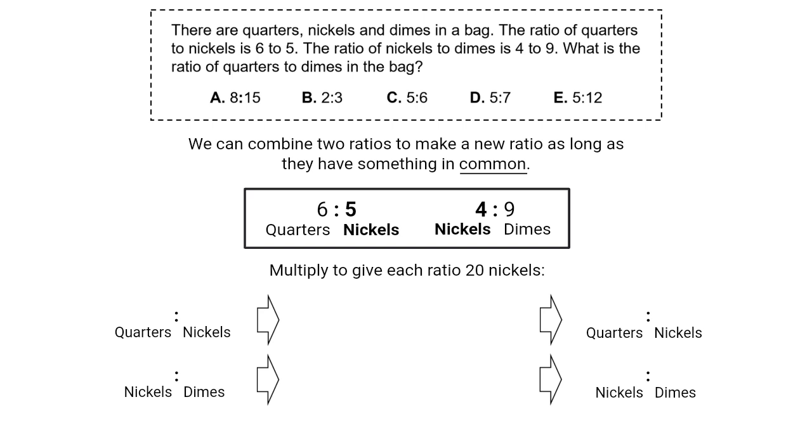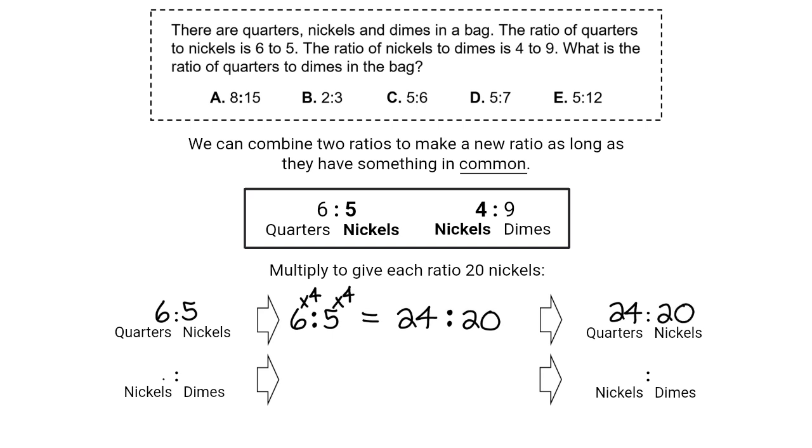Now that we know that the least common multiple, or LCM, is 20, we can now go ahead and use multiplication to give each ratio 20 nickels. And so starting with the first ratio, we know that it's 6:5. And to change 5 nickels to 20 nickels, we'll need to multiply by 4. Multiplying those, that will give you a new ratio of 24:20. And so now we have a ratio of 24 quarters for every 20 nickels.